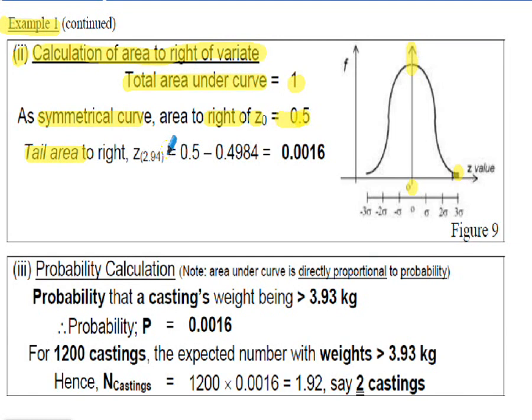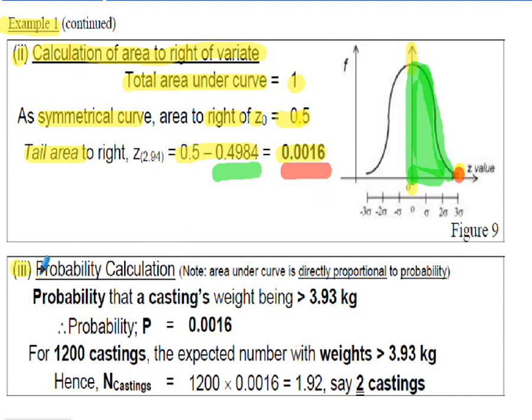So to work out the tail area on the right hand side, we simply take the 0.4984, which we got from the previous slide, from 0.5. So that gives us a value of 0.0016. So that value is this area up here. So what we've done basically here is take all of that area from 0.5 to give us a little bit of area to the right hand side, which is 0.0016.